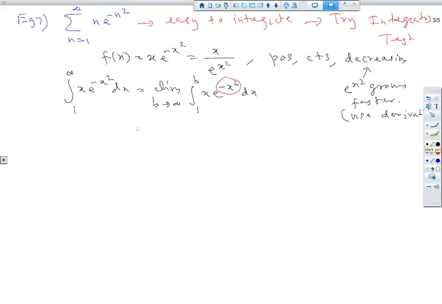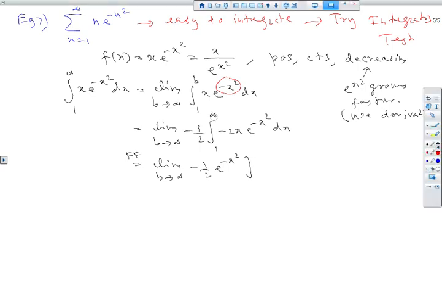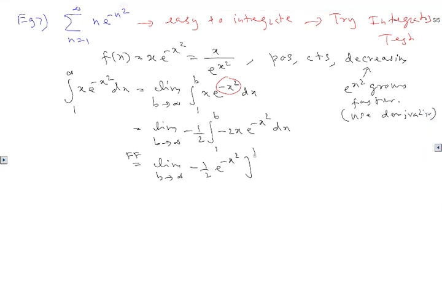So what we're going to do, we can write this as the limit as b goes to infinity. Negative 2 is missing, so we divide by negative 2, and then multiply inside by negative 2. That's the trick, and then we can use the formula trick. So you can see that this is simply e to the negative x squared, and then we evaluate it at, oh actually I put infinity here, so let's change this to b. We're going to put b and 1, and you can see that this is easy to integrate. Just plug in the numbers there.